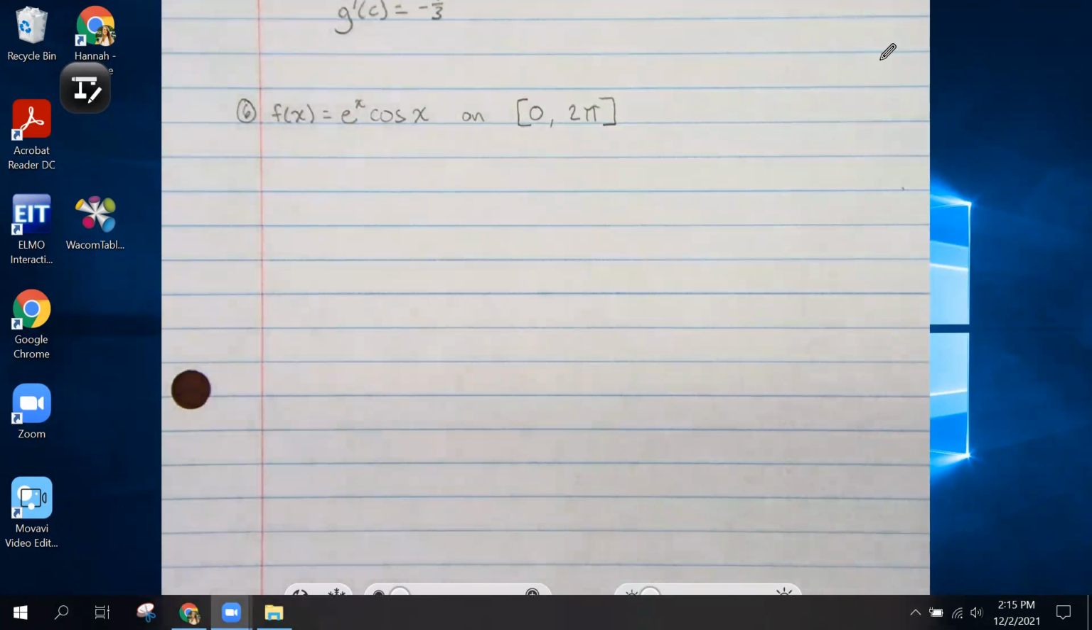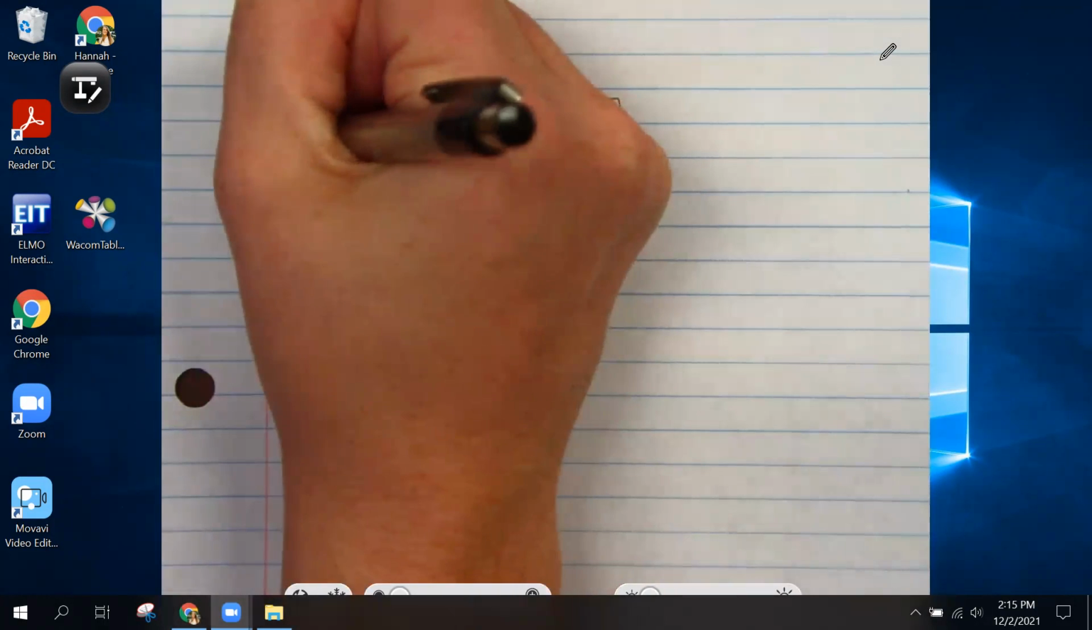On number 6, we're given f of x equals e to the x times cosine x on the interval 0 to 2 pi. And we are asked to find the absolute extrema. So to find absolute extrema, which would be minimums and maximums, we need to first find the critical values, which we find by setting the derivative equal to 0. So let's find the derivative first.